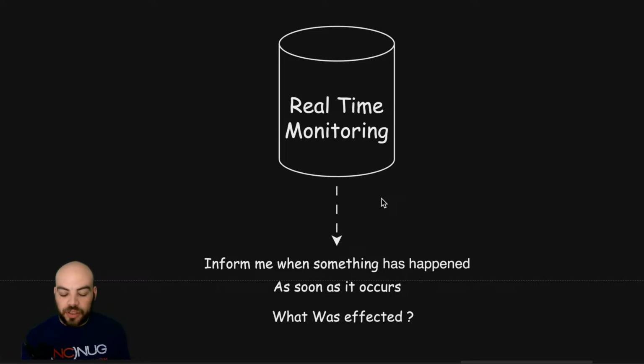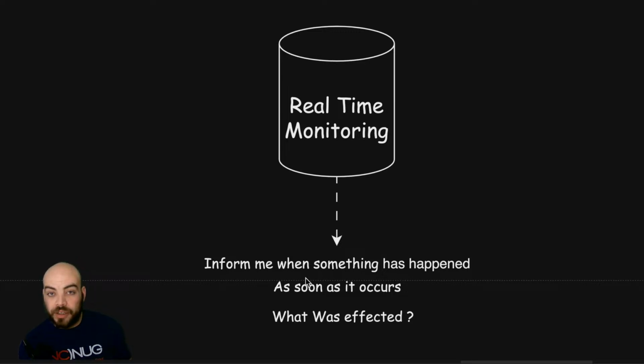We just talked about real-time, but let's stick on it. Real-time monitoring: I want to be informed when something has happened. As soon as it occurs, I need to know what was affected. Most of the tools out there are very good at letting you know exactly what network device might have had an issue. They'll quickly alert you and give you the information you need. How you tie that into the rest of your tooling infrastructure is completely up to you.